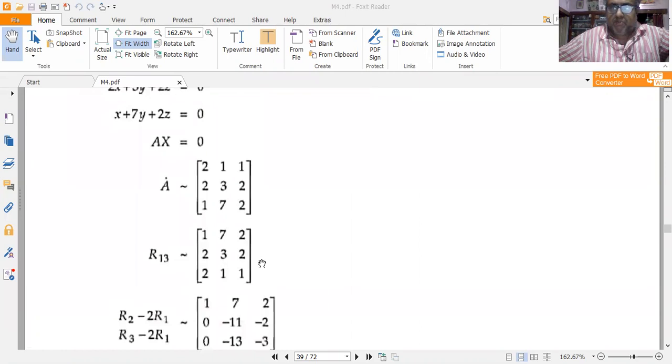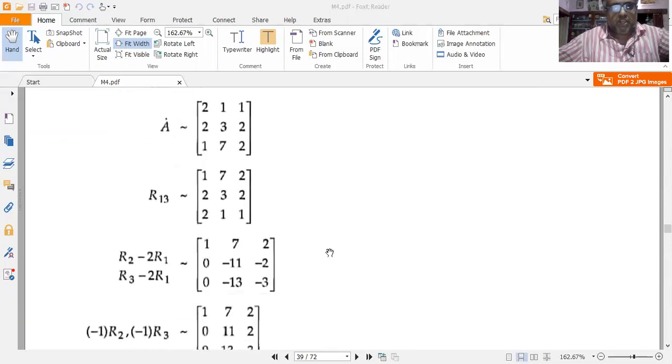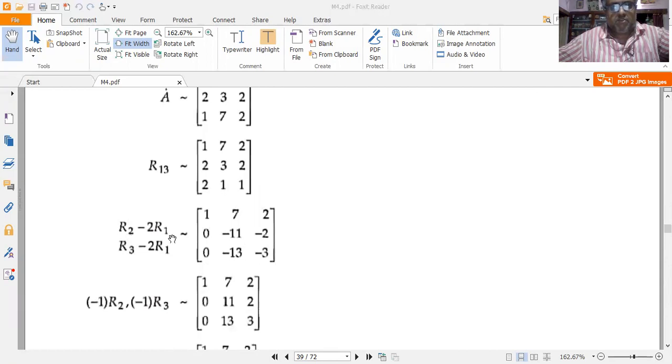Now let me perform elementary row transformations. Let me exchange the first and the third rows. So after doing that, I have A given by [1 7 2; 2 3 2; 2 1 1]. Now perform the transformations R2 minus 2R1 and R3 minus 2R1. I get 2 minus 2 into 1, which is 0; 3 minus 2 into 7, which is minus 11; then 2 minus 2 into 2, 2 minus 4, which is minus 2. The first row will remain as it is. The second row is getting changed.